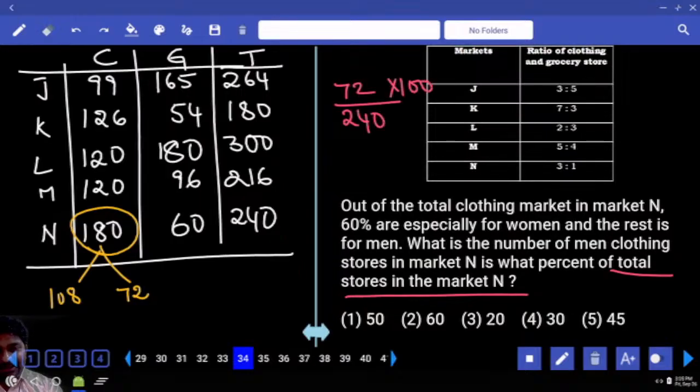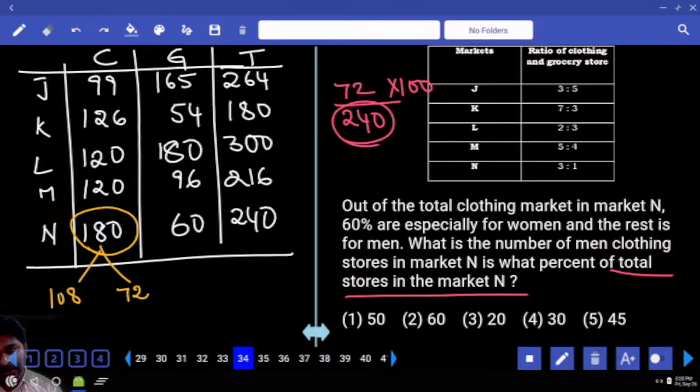What is 10% of the denominator? 24. 3 times is 72 only, which is our numerator. Hence the answer is 30%. 10% 3 times.